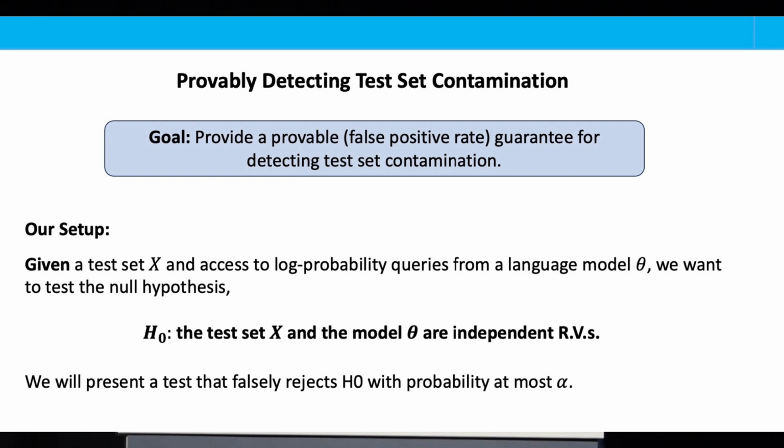Here, we're framing contamination as a statistical dependence between the model and the test set. What that means is that we're going to test the null hypothesis that the test set X and the model theta are independent random variables. Just to be precise, the randomness of the model here is determined by the random draw of the training data, which may or may not contain the test set X.